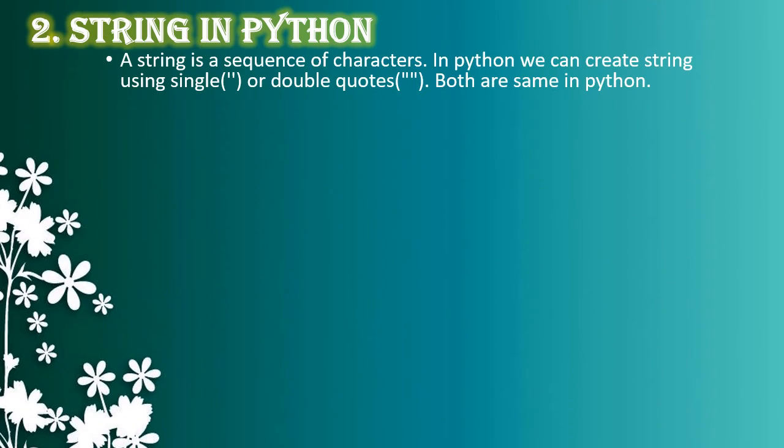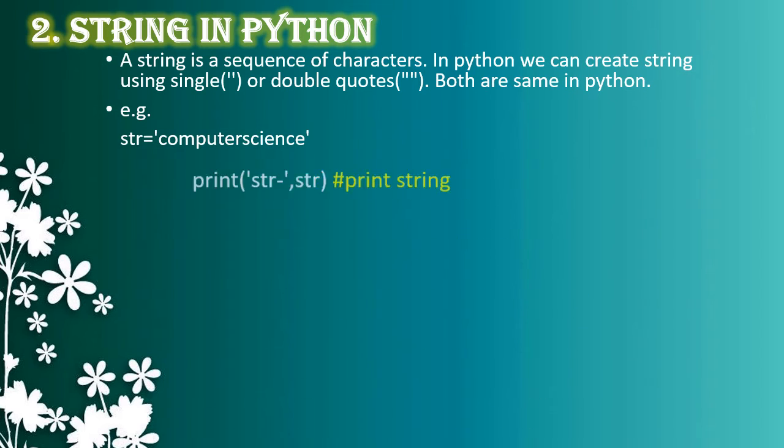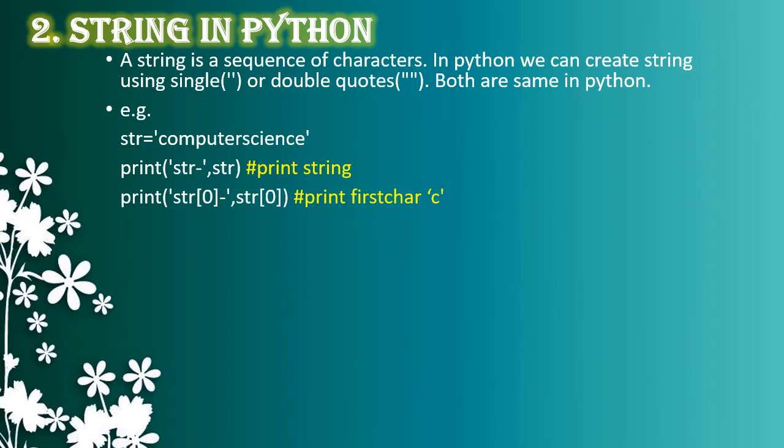Next, the string data type. A sequence of characters is a string. It is enclosed by either single quotes or double quotes. See here, "computer science" is assigned to the variable str, and we are printing that string. If we want to fetch the first character, we can use square brackets and mention the index position. By default, in Python the index position starts with 0, so str of 0 gives the first character.